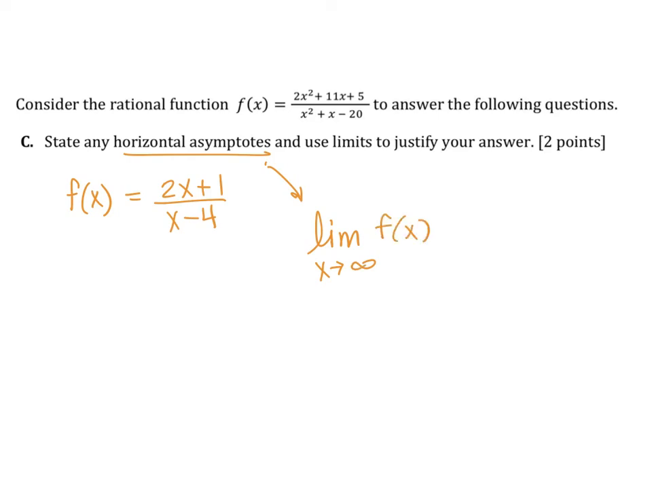So if we look at that, then we're going to isolate the highest term on top and the highest term on bottom, and notice that generates a 2. So this would be it. There's your horizontal asymptote. It's at y equals 2, and we justified it with our limit.